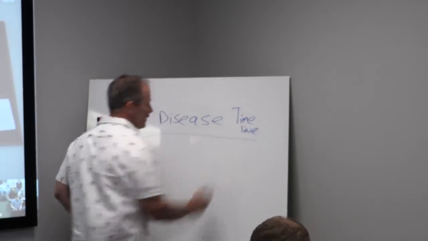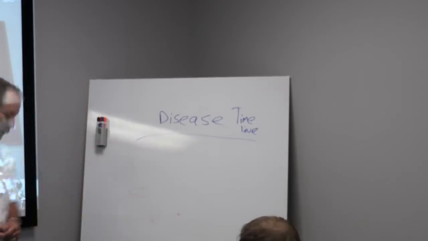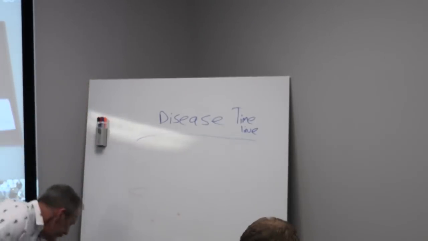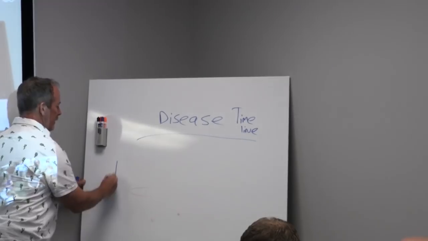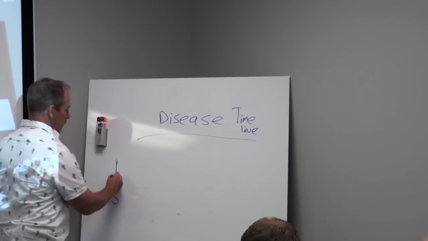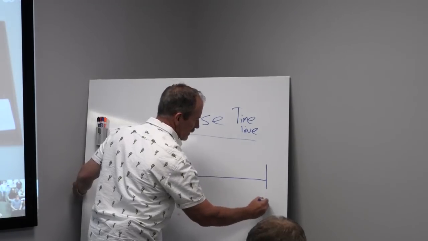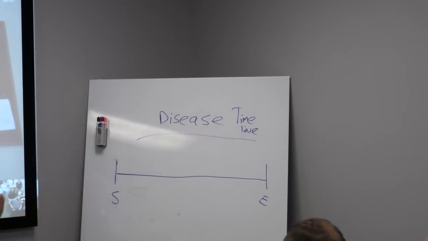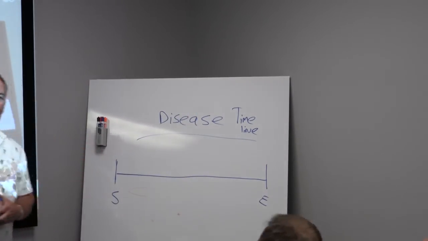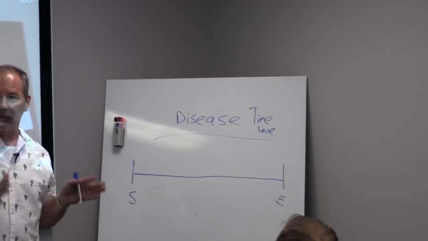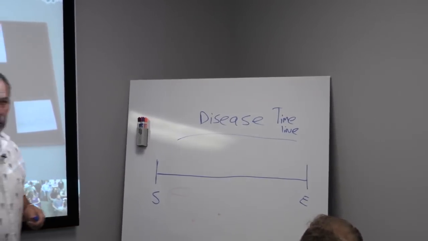So this is a disease timeline. Everybody with me? Okay. This is the day the disease starts. And this is as time goes on. And this is the day the disease ends. Now, I came up with this timeline to explain to people how our viewpoint needs to change and how we look at disease to make it better.